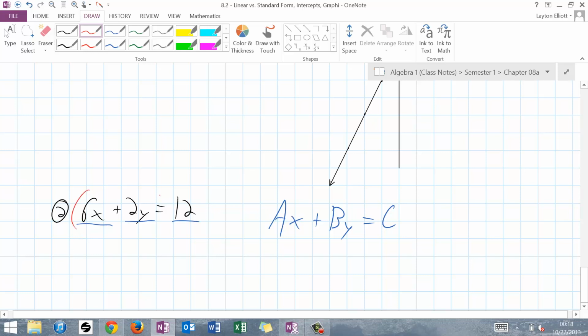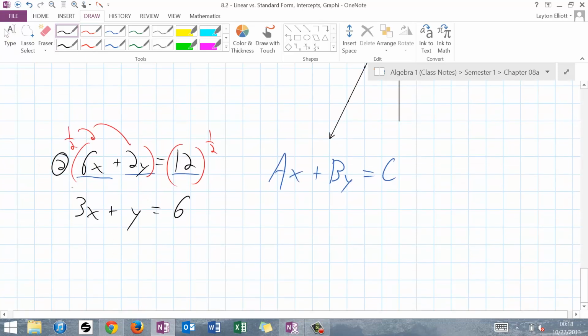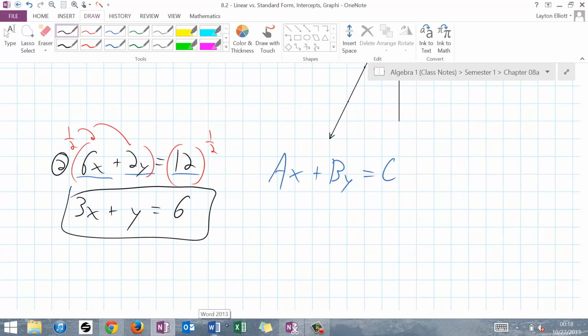I'm going to take the left side and the right side and multiply by a 1/2, because whatever I do to the left, I must do to the right. I'm going to use the distributive property, and I get 3x plus y is equal to 6. That's now standard form because it's in lowest terms. But what's the use of standard form right now?